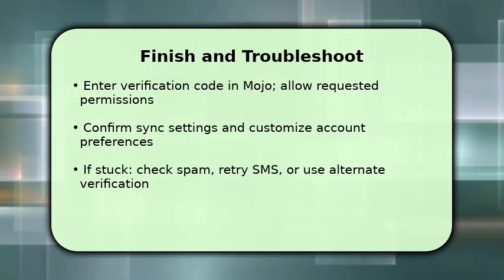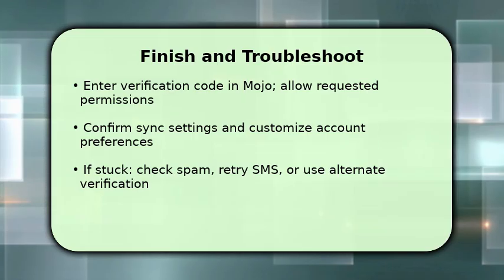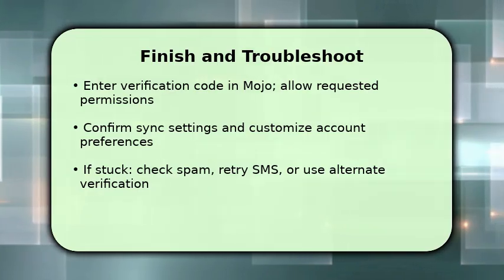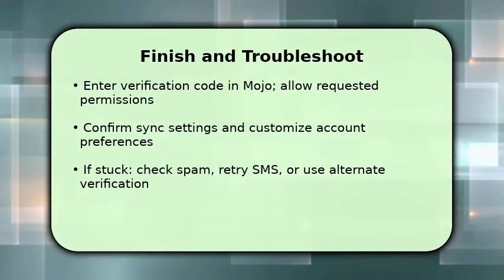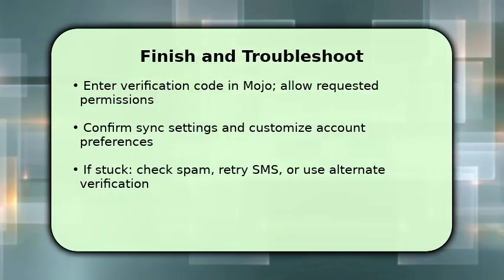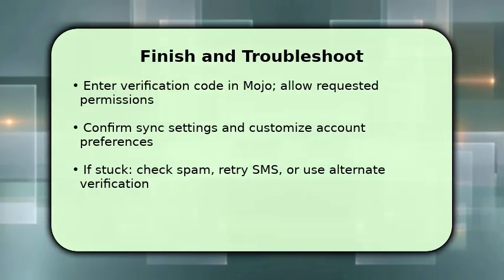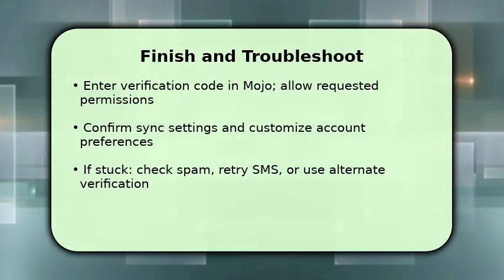After sign-in, check Sync Preferences to control what data Mojo accesses. This keeps privacy in your hands. If verification fails, make sure the code wasn't filtered to spam, retry the SMS option, or request a new code. If problems persist, reboot the device and try the flow again to clear transient network or app state issues.